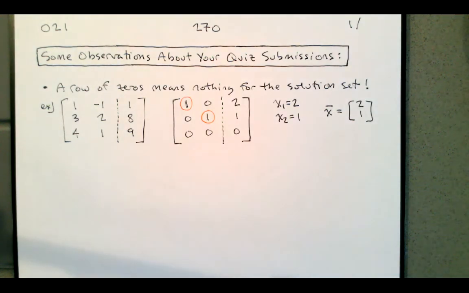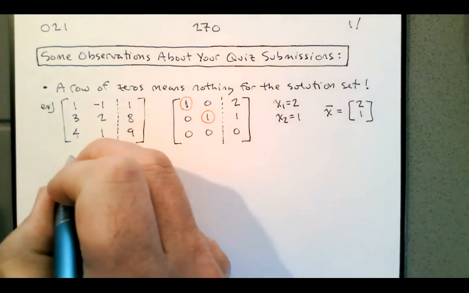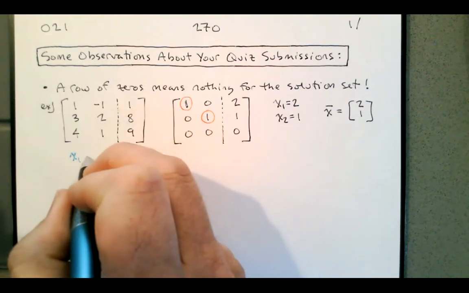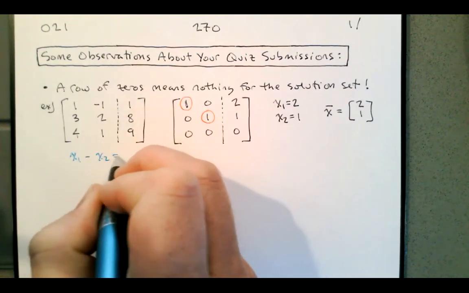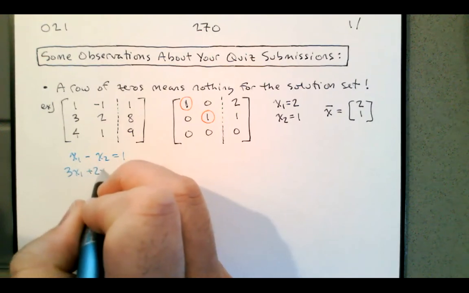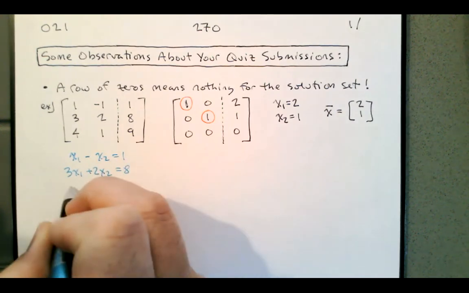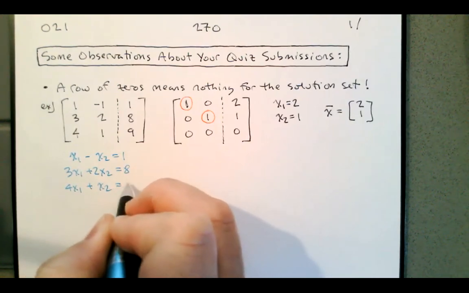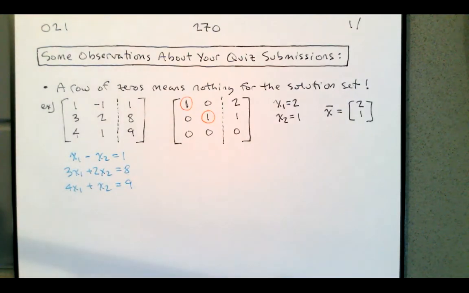Notice that the corresponding linear system would be, because this is an augmented matrix, x1 minus x2 is equal to 1, 3x1 plus 2x2 is equal to 8, and 4x1 plus x2 is equal to 9. So you could probably see how I generated this third row. I just added the first two rows because I wanted a row to disappear.